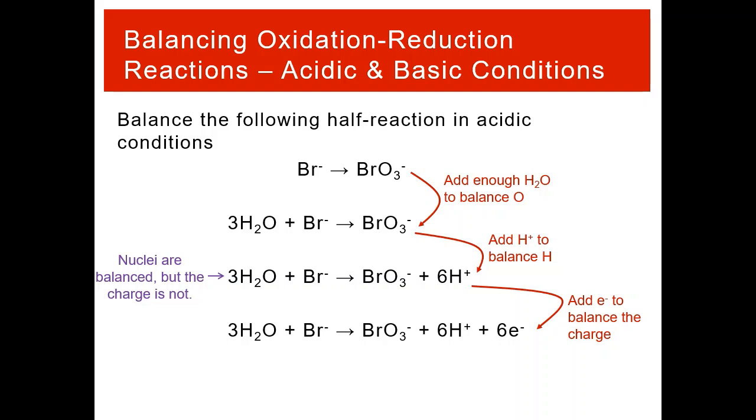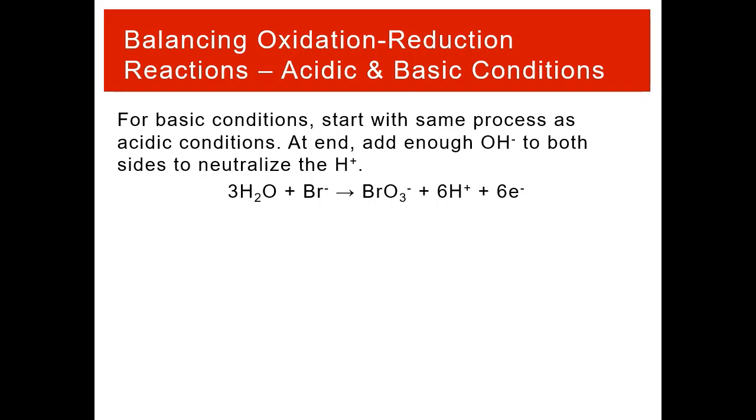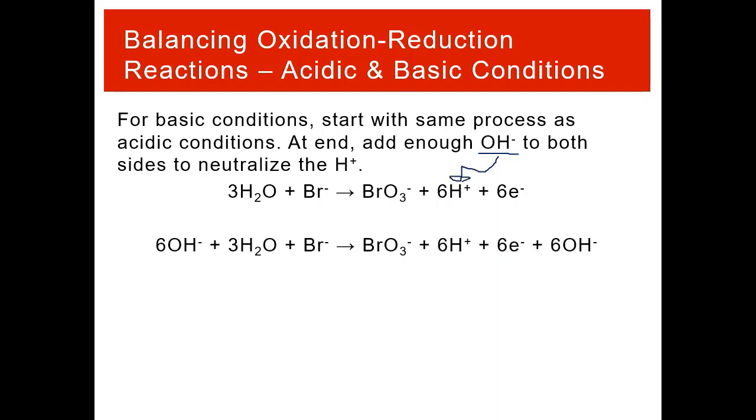And if we actually know we have basic conditions, we're going to start and go ahead and do this and then modify it. So we do go through the same process. We end up with that balanced reaction for acidic conditions. But then what we think about doing is, well, if this is in basic conditions, there are some hydroxides that are going to react with those H pluses. So what we do is we add enough hydroxides. Basically, you had 6 H pluses, so you're going to need 6 hydroxides, and you add them to both sides of the reaction. There's just going to be that many hydroxides present.